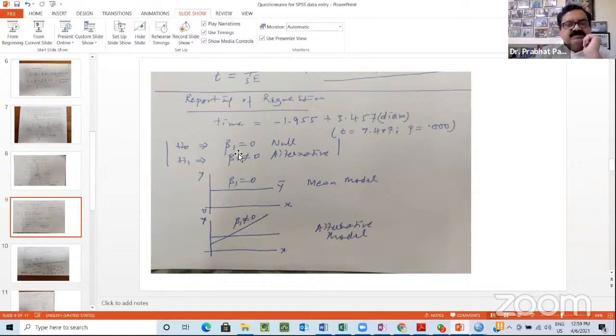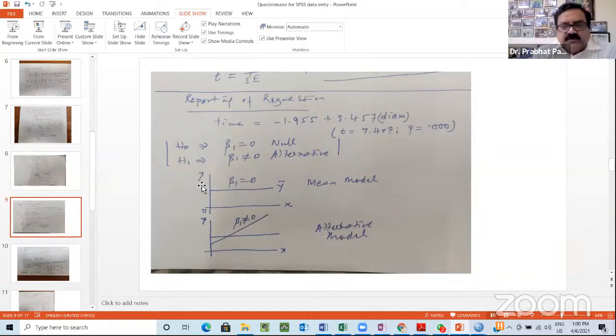So when we say null hypothesis, where did this originate from? The origin of the null hypothesis lies in the mean model. We call it the average model, the mean model. When regression was not there, we used to rely a lot on the mean model. That means whatever is the value of x, x is stochastic, and stochastic means it's changing. And whatever the value of x, what is our best prediction for y?